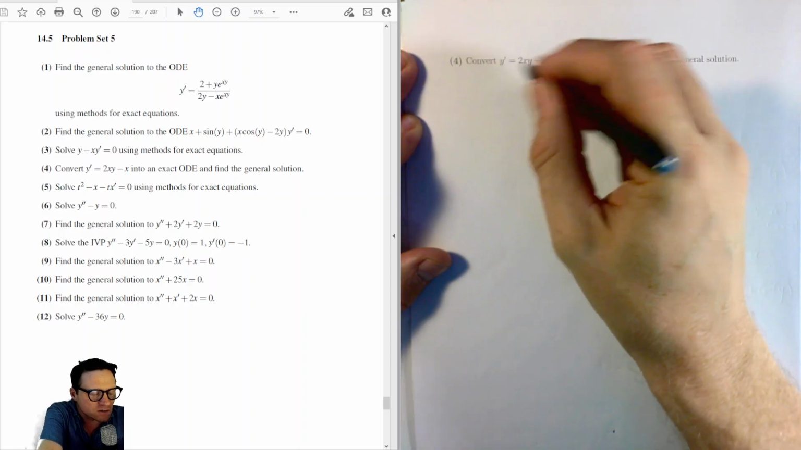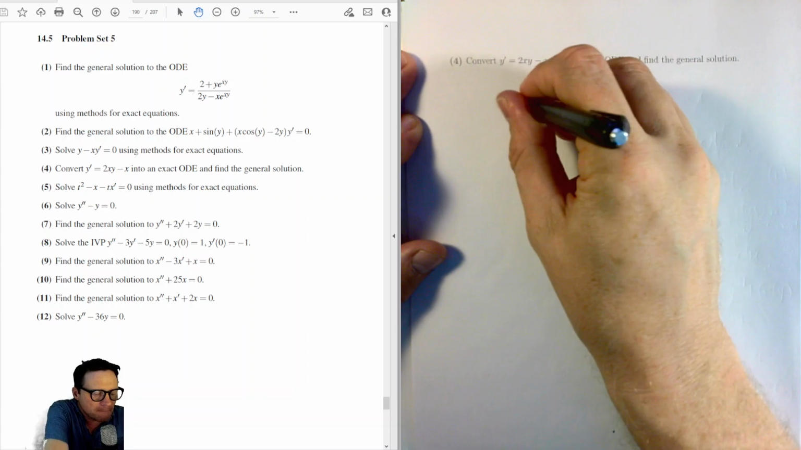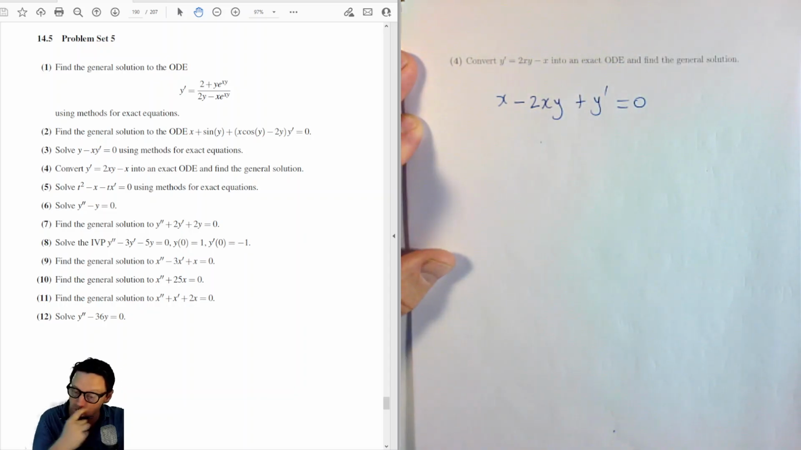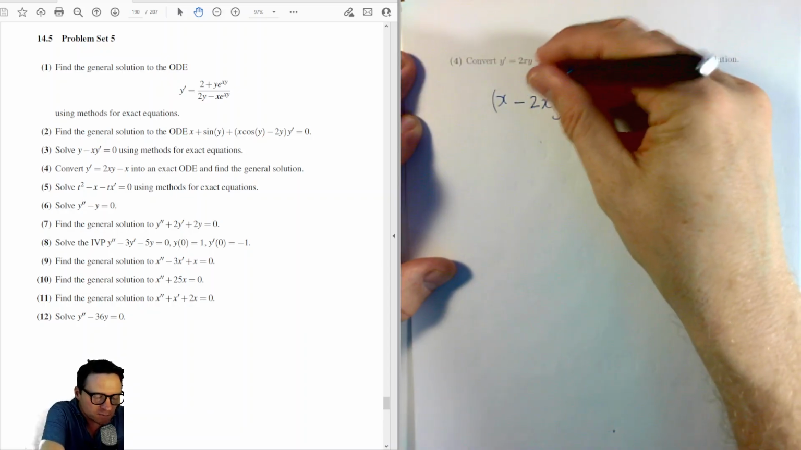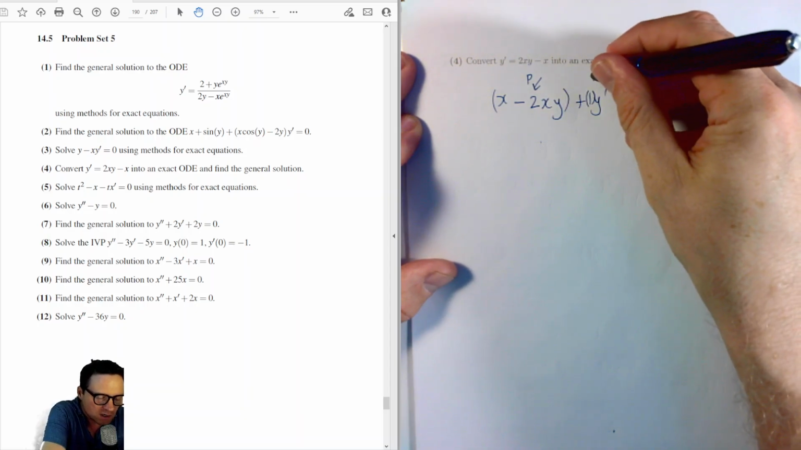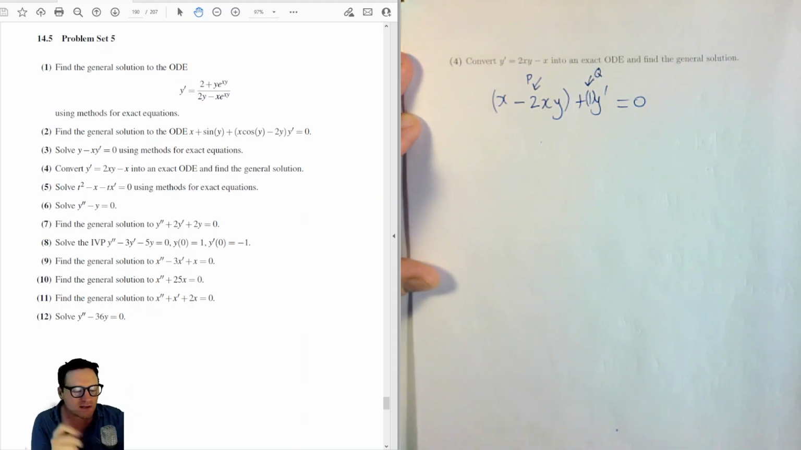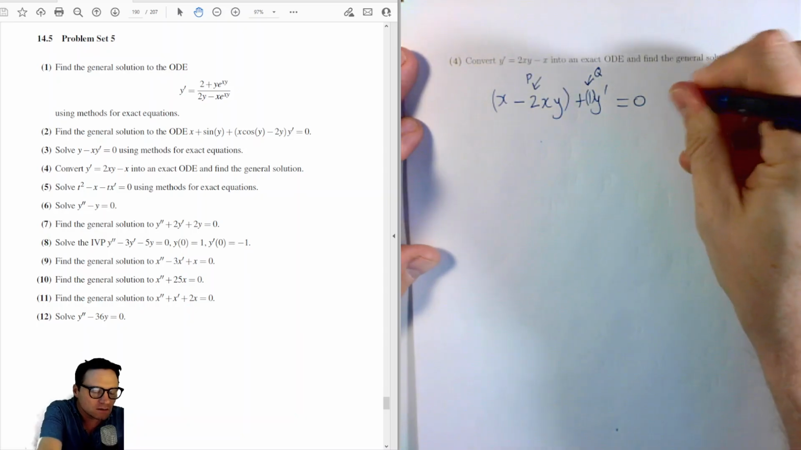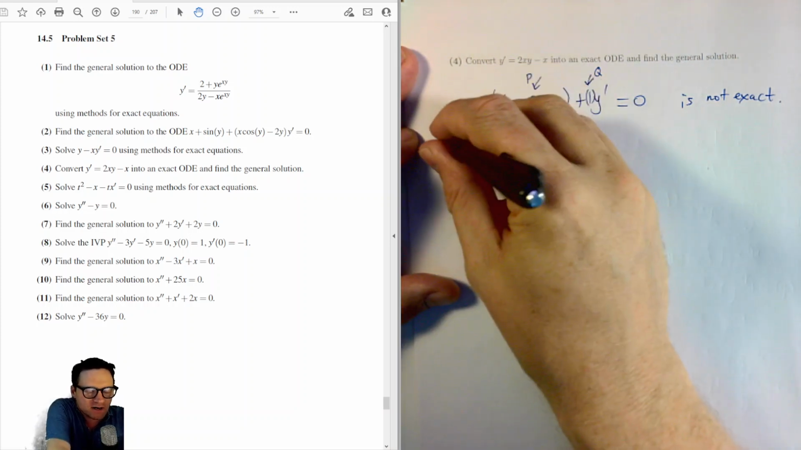So let's take all of this over to the other side of the equation. So we have x minus 2xy plus y dash equals 0. All right, let's put a 1 in front of this y. Put a bracket around this. So here is our p, and q is 1. All right, now we can see that this is not going to be exact, right? Because the derivative of q with respect to x is 0. So we'll just say is not exact. So what we'll do is we'll multiply by an integrating factor.